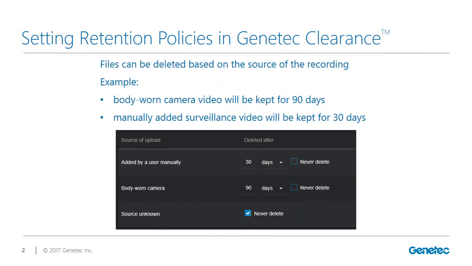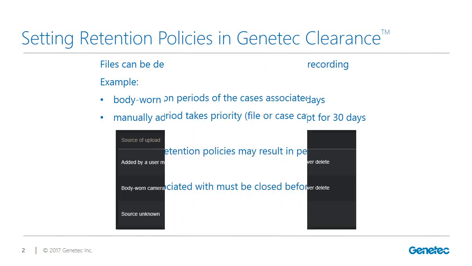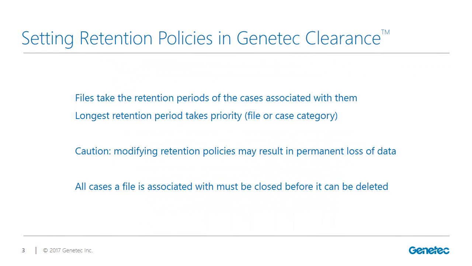The length of time evidence can be kept can also be based on the device type that is associated with the recordings. For example, body-worn camera video could be kept for 90 days, whereas public surveillance video could be kept for 30 days. If a file is associated with a case, it inherits the retention policy of the case. If the file retention policy is longer than the case retention, then the file retention policy is used.